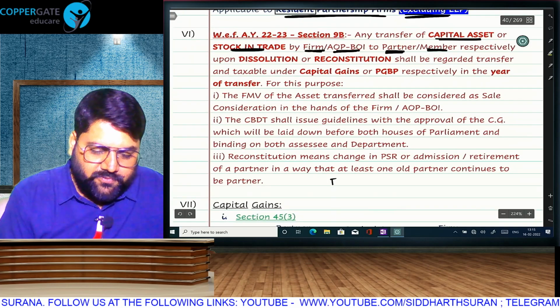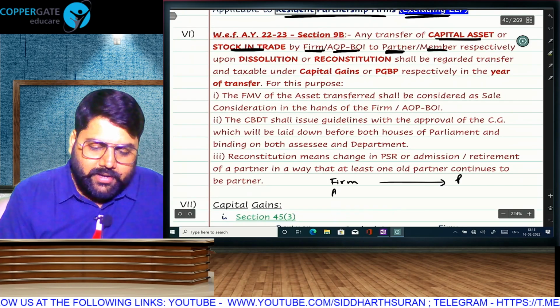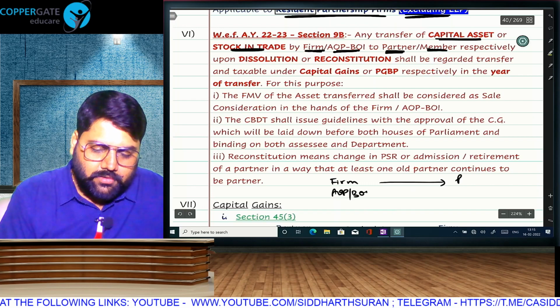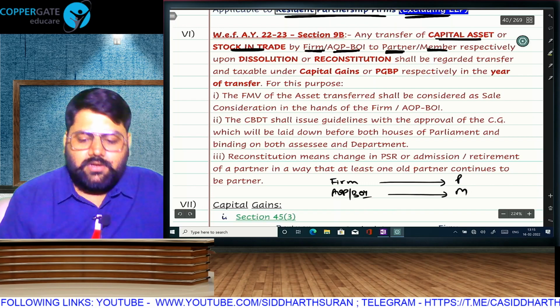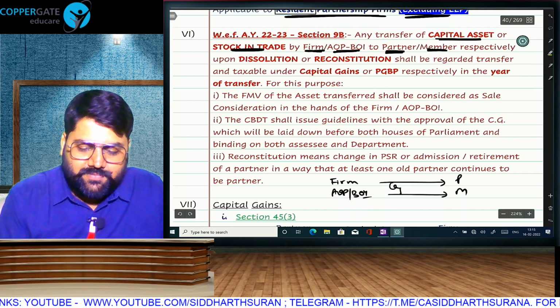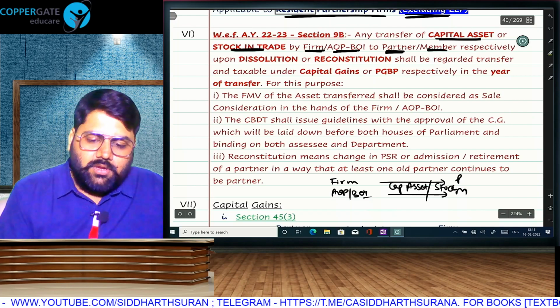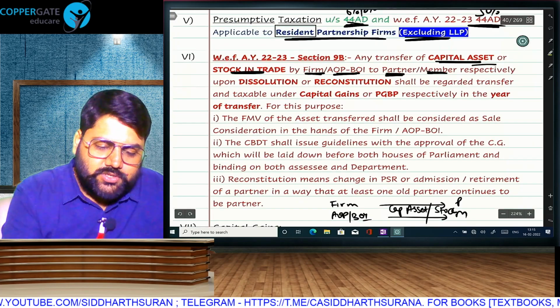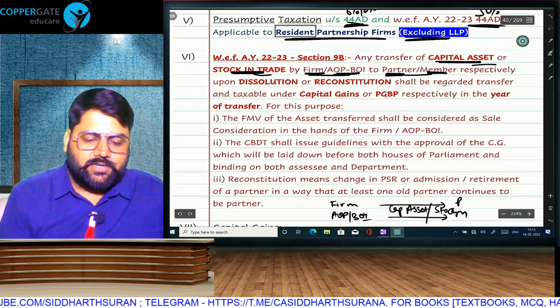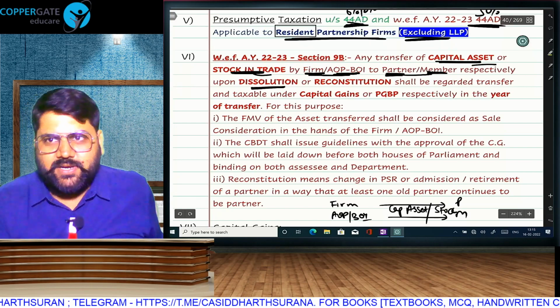That means firm to partner and AOP BOI to member. Firm to partner, AOP BOI to member. What are they transferring? It can be a capital asset or it can be stock. Any transfer of capital asset or stock in trade by firm or AOP to partner or member upon dissolution. Dissolution means we are closing the firm, no explanation required.